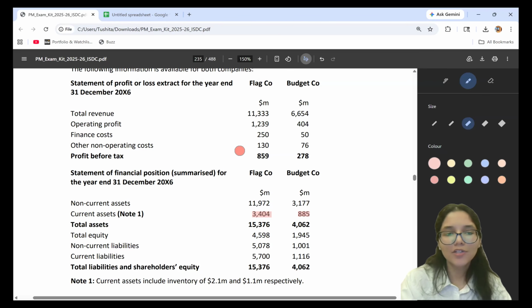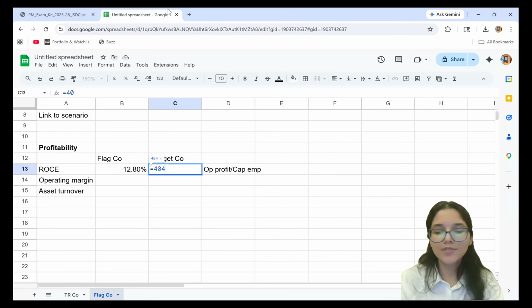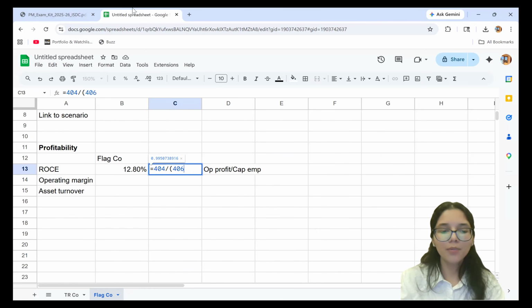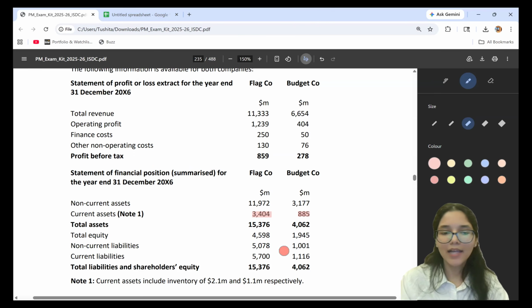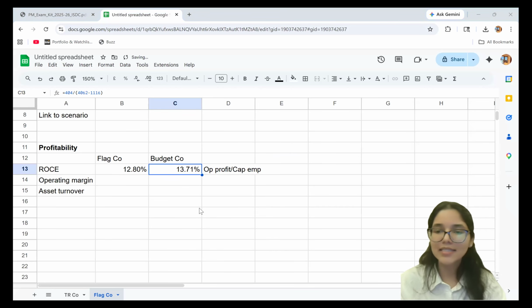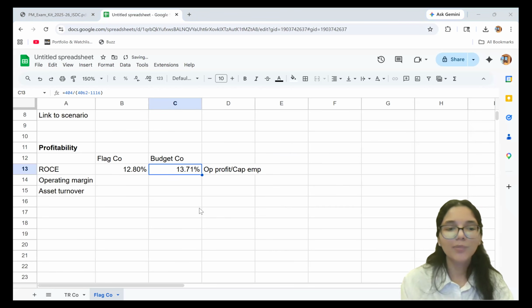Same working I will do for budget company also. Their operating profit is 404, divided by their total assets, 4062, minus their current liabilities, which are given to us as 1116. Subtract this, and this way you get to their ROCE, which comes out to 13.71. I can see this is matching for you also.